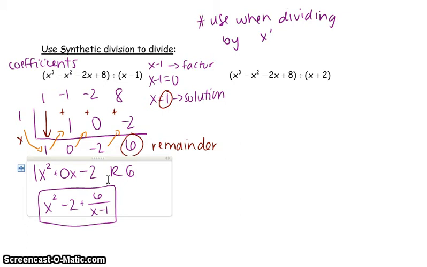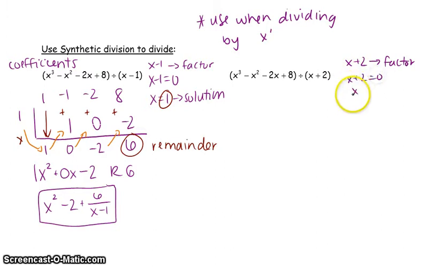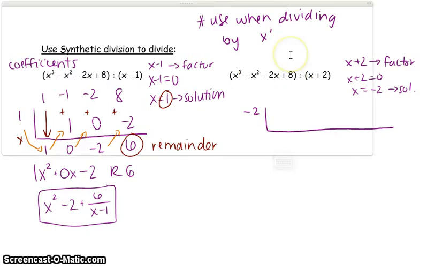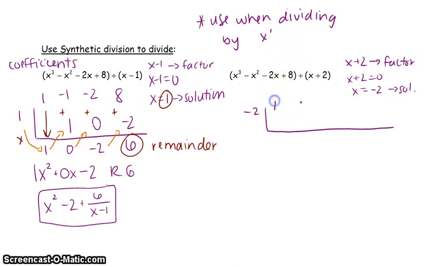Alrighty? So let's try this next problem. Okay, so if our factor is x plus 2, set x plus 2 equal to 0. Our solution is x equals -2. So that means we're going to have a negative 2 on the outside. And then looking at our numbers here, we have x cubed, x squared, x to the first, x to the 0. So we're good. We don't need to put any placeholders in. So let's just write in our coefficients of 1, negative 2, and 8. Okay, so then now, same thing.